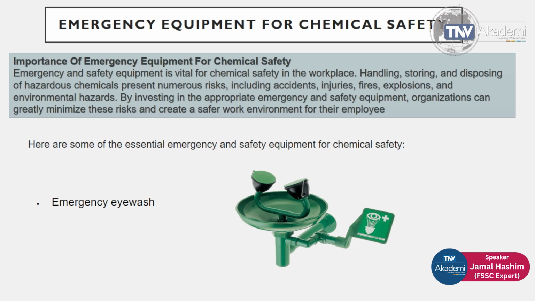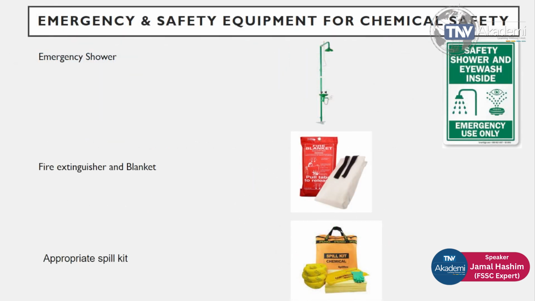So here is some essential safety equipment for chemical safety. First is the emergency eye wash, then the emergency shower, fire extinguisher and blanket, and an appropriate spill kit. So these are a few of the emergency equipment used for chemical safety.